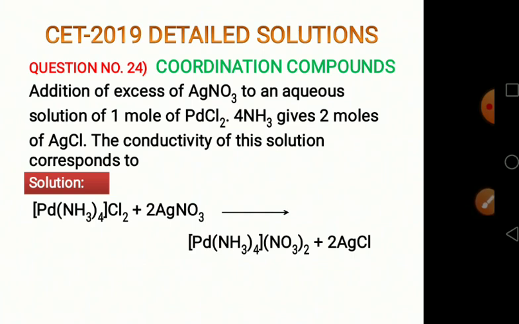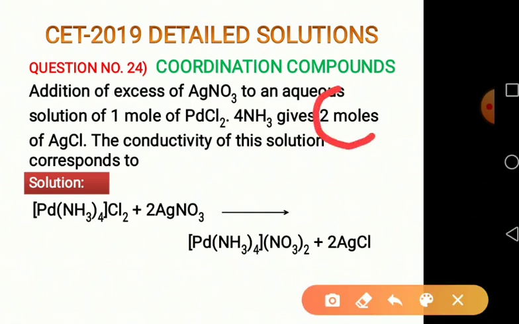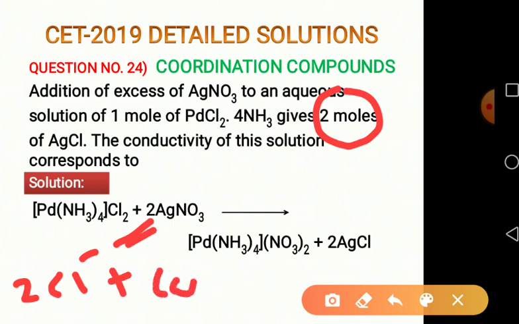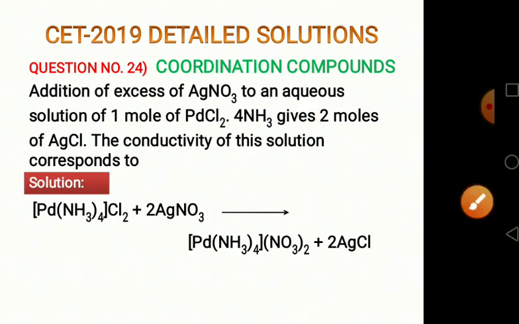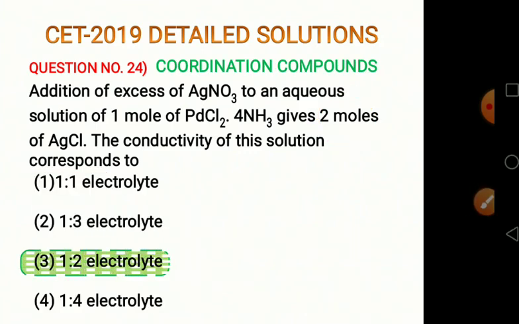Two moles of AgCl are formed. The meaning is that Cl2 is outside. So you are going to get 2Cl minus plus this one cation. Hence you are going to get the 1:2 electrolyte, which is the correct answer. So the answer for this question is the third option.